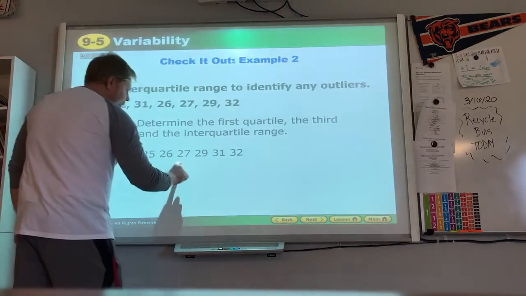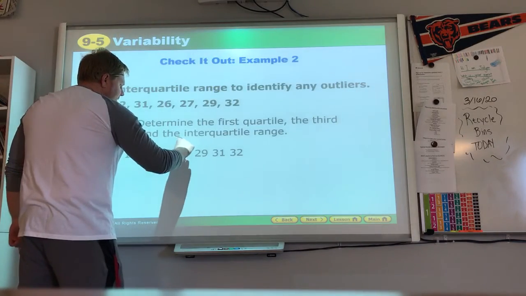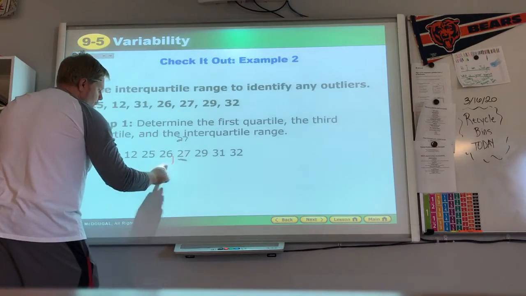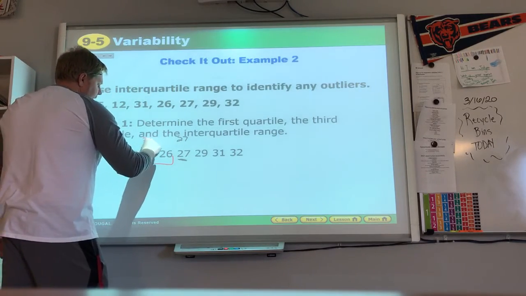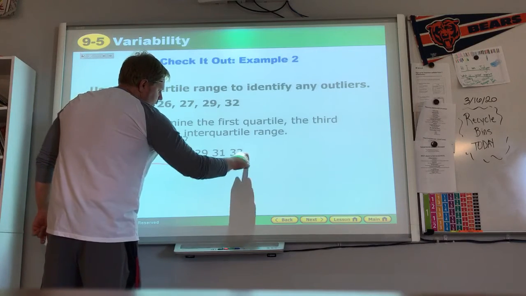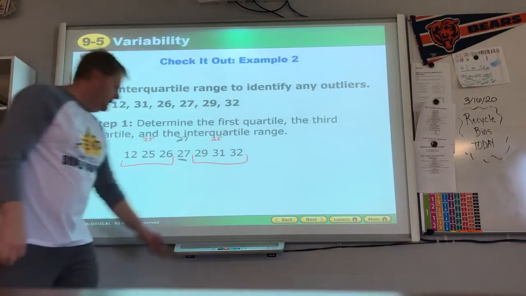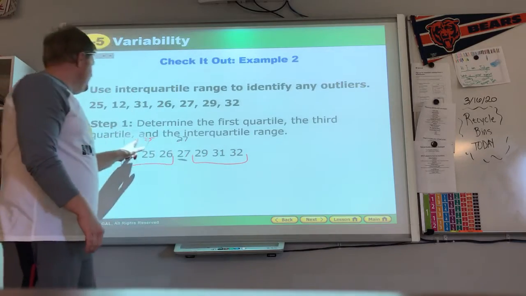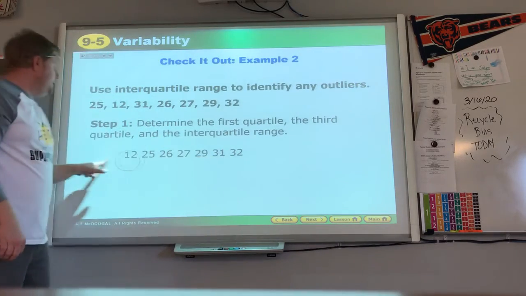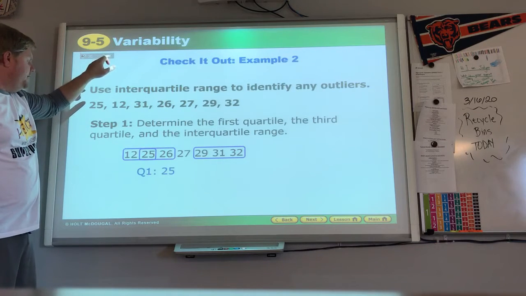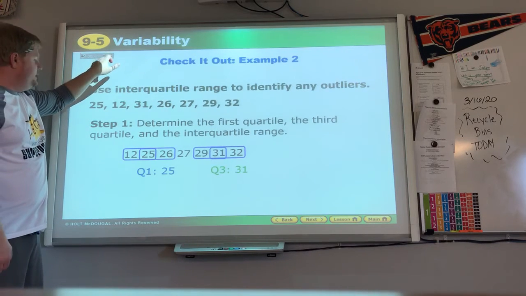So now, 27. Oh, we look at 25. 25. 31. Let's make sure I did that right. Just see their reasoning. All right. There we are. Those are our two parts that we're looking at. 25 is one. 31 is the other.